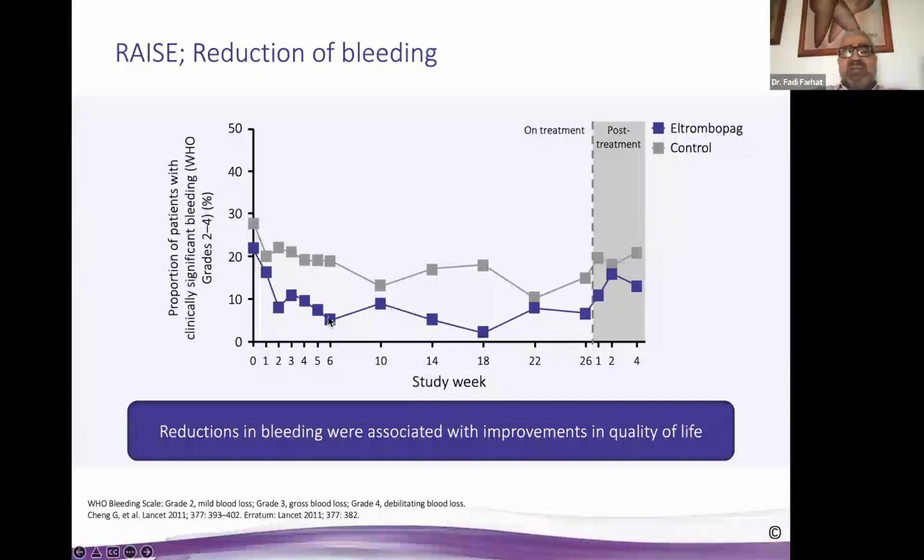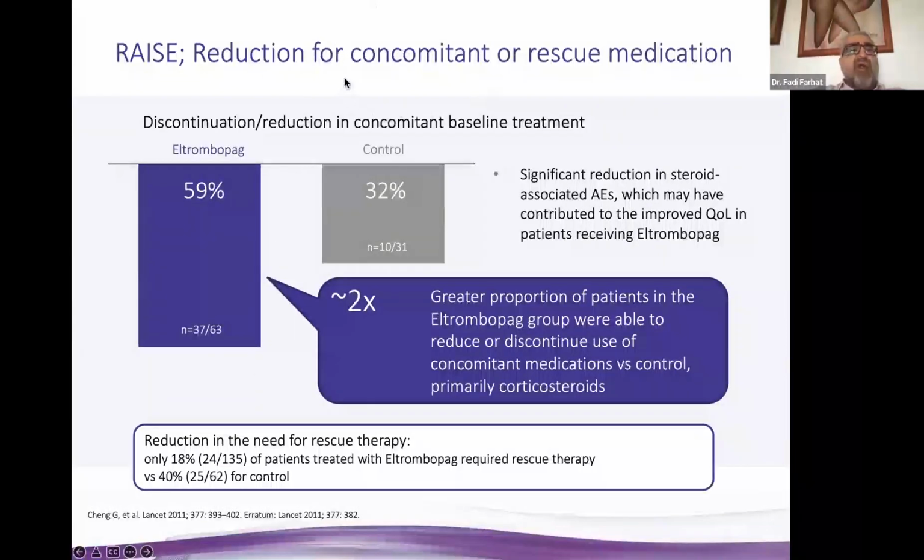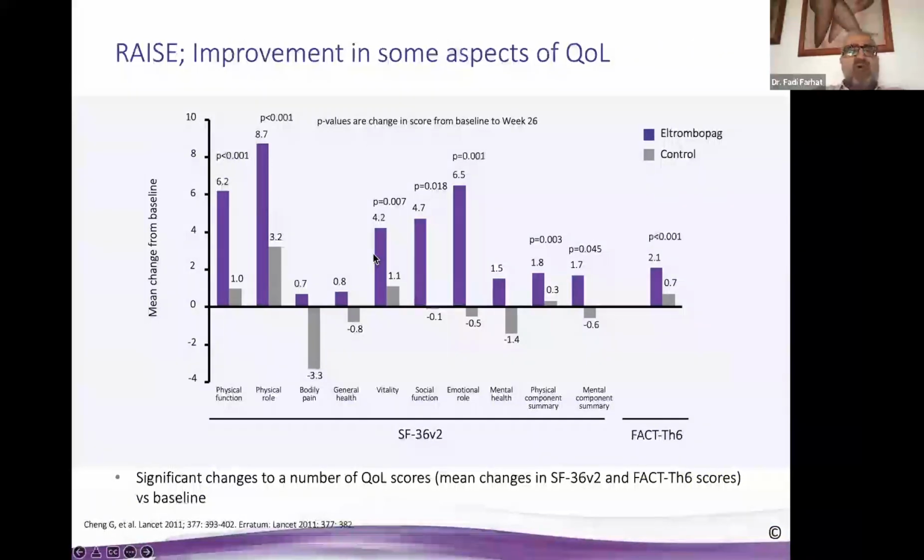So is there any reduction of bleeding? Yes. Less bleeding in the blue arm of L-Thrombobag, which is very important, and which is an endpoint and an aim for us. Also, reduction of concomitant or rescue medication. Yes, we can see that we have a higher level of avoiding, which means less need for concomitant or rescue medication in the arm of L-Thrombobag compared to the control arm, which is also very important for our patients.